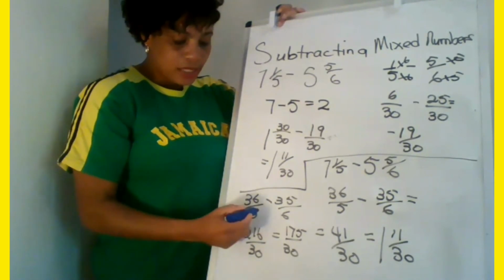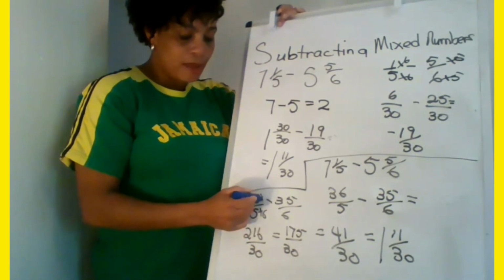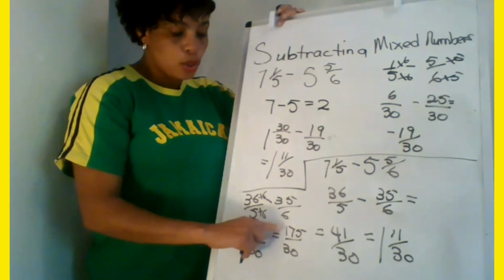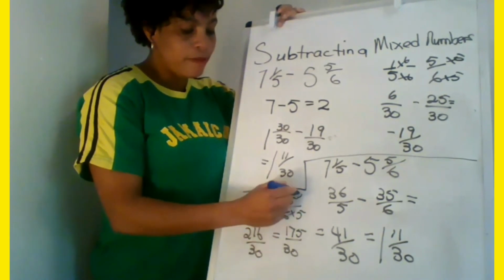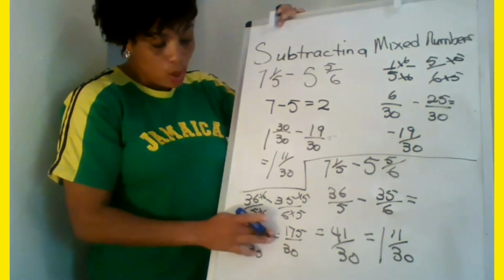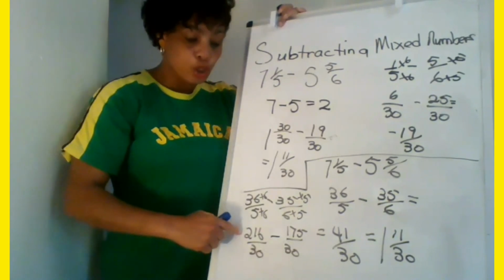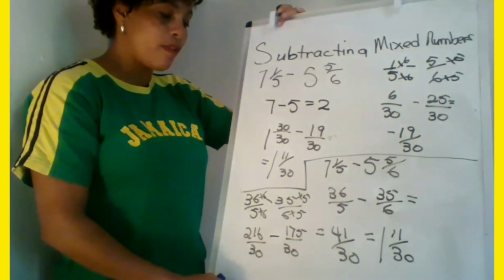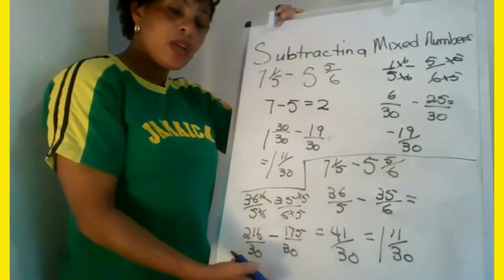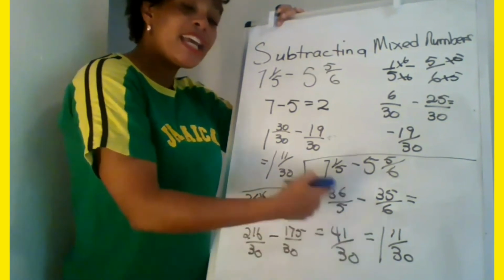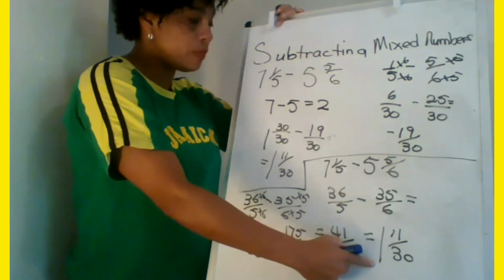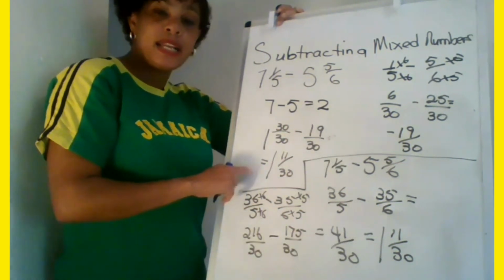What do I do to 5 to get to 30? Times it by 6. If I times the bottom by 6, I have to times the top by 6. That would give me 216. What do I do to 6 to get to 30? Times it by 5. If I times the bottom by 5, I have to times the top by 5. That will give me 175. So 216 take away 175 gives me 41. So I get 41 out of 30, which is an improper fraction. I've changed it to a mixed number. I get 1 and 11 out of 30, which is the same answer as before.